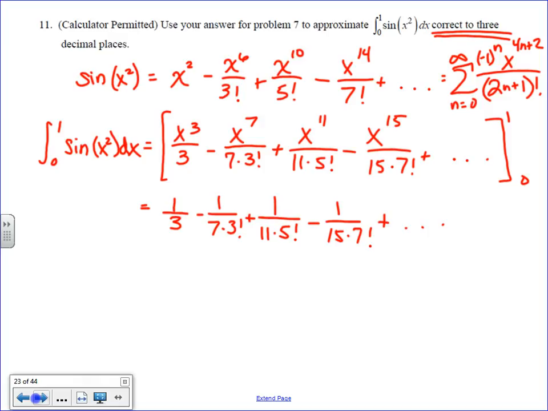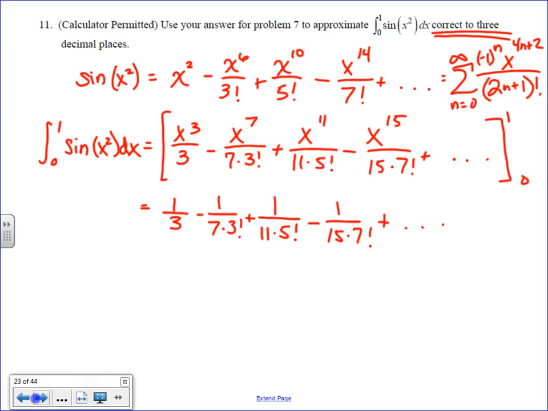That's the answer, but it says approximate to within 3 decimal places. Then I need my error to be less than 3 decimal places. Now, we could set up all this mess, or we could do it kind of a cheater way. We could actually set up the nth term. Don't we have the nth term, guys? Correct to 3 decimal places. I could set up my nth term and say 1 to the 4n plus 2 all over 2n plus 1 factorial, and I could try to solve.